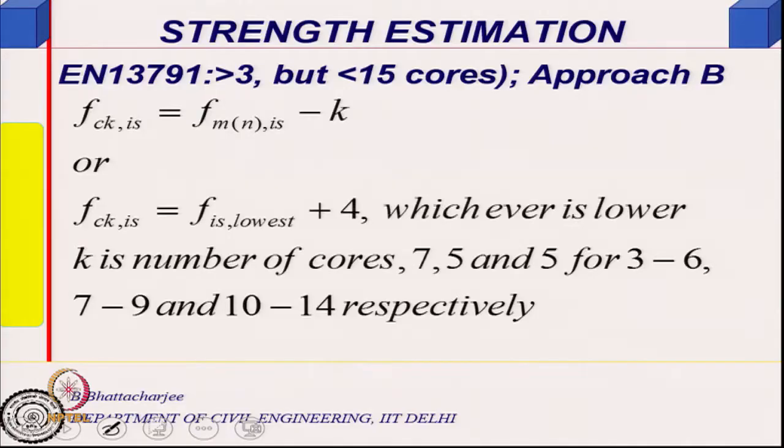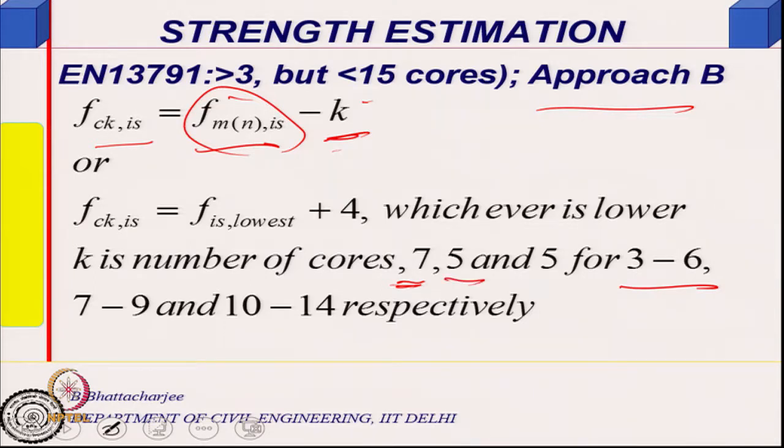Approach B is something like this: you can't have less than 3 cores. So, if you have 3 to 14, then approach B, where FCK is the same, but here 1.48 s is not specified, instead it says K. K depends upon the number of cores. Supposing it is 7 for 3 to 6 cores, 5 for 7 to 9 cores, and 5 for 10 to 14 cores. So, for this K value there is no 1.48 s, it is simply suggesting you values.